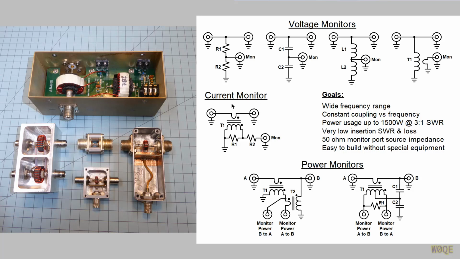The current monitor works the same way, but instead of picking off a voltage with a high impedance point, we want to take a sample of the current with a very, very low impedance, transform that up to a higher impedance, which gives us some voltage, and send that out to our monitor port. Finally, there's power monitors. Power monitors are devices that look at both voltage and current on the line. They sum those up and they can determine which direction the power is going. We think of these generally as SWR bridges, but you don't have to actually demodulate the output. You can leave the output as an RF signal here and look at it with your monitoring equipment.